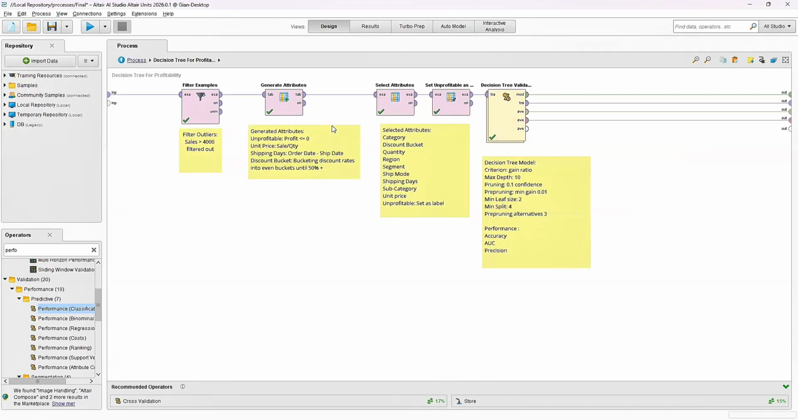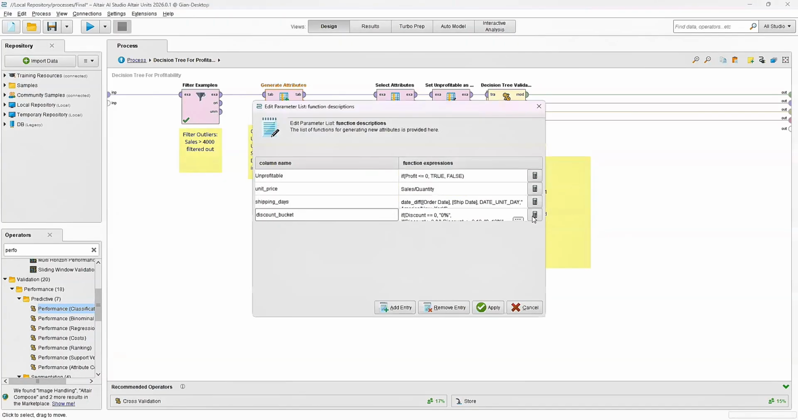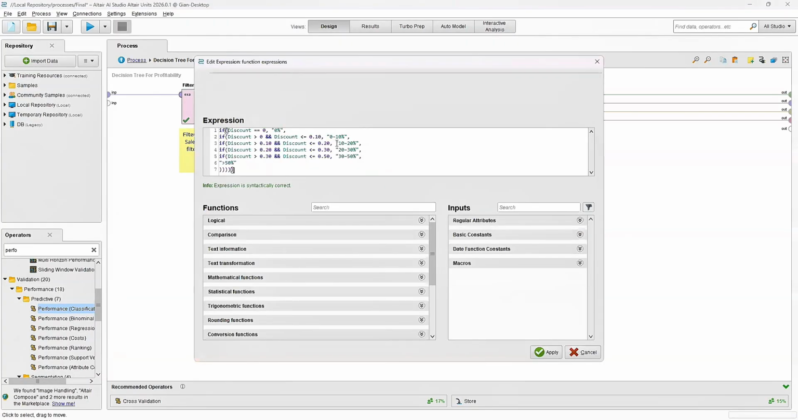Then we generated some attributes. So we generated an unprofitability attribute to make sure that we categorize every sale that was not profitable, with profit less than or equal to zero, as true or false. Then we calculated the unit price, shipping days as the difference between the ship date and the order date, and the discount bucket. So we bucketed the discounts into 0 to 10%, 10 to 20%, 20 to 30, and 30 to 50, and above 50%.